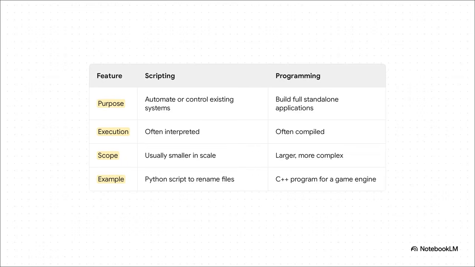Next, execution. And this is a key technical point. Scripts are usually interpreted, which means some other program reads your code line by line and runs it on the fly. It's super flexible. Programs, on the other hand, are typically compiled. The computer translates the entire program into its own native language before it runs. This makes it way, way faster, which is critical for complex stuff. And that speed difference really dictates the scope. Scripting for smaller tasks, programming for the big, complex ones.